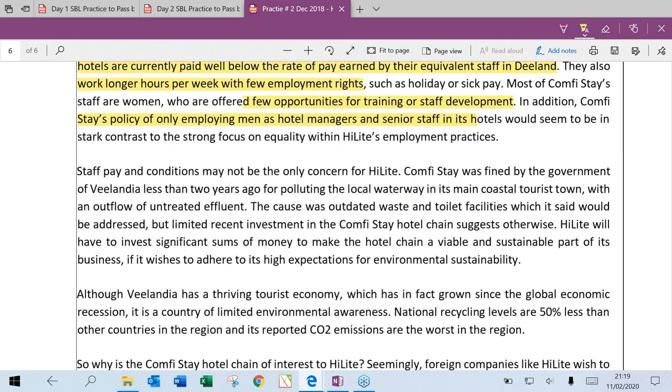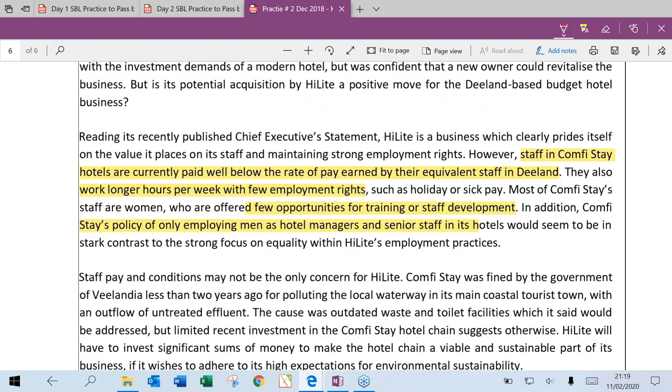So what are the key points? Low pay, high number of hours, less training. What else? Gender, males, gender bias, males only.